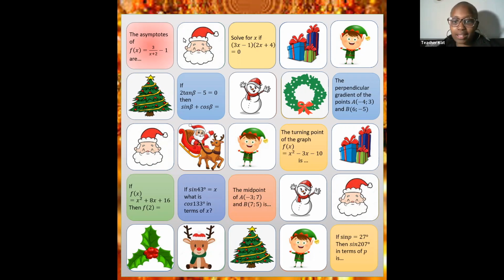So let's try and make this as interactive as possible. You guys can unmute yourselves. Please unmute yourselves. We'd like to hear from you. If anyone was not here the last time, we are playing bingo. So these blocks will be turning around one at a time, and then you're going to just do the question that's on the other side of the block.